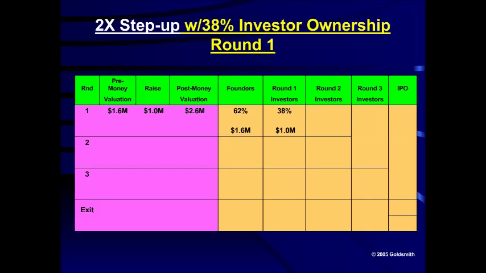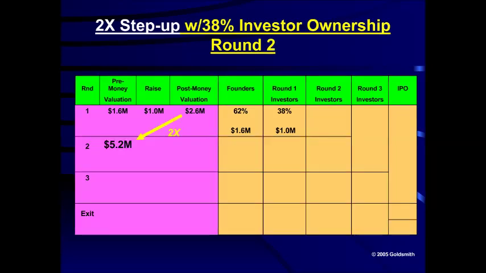First, this chart requires no input on your part. This chart shows an initial pre-money value of $1.6 million. The company needs to raise $1 million. This generates a total venture value of $2.6 million after the investment infusion. This investment gives the founders a 62% ownership and the investors a 38% ownership.